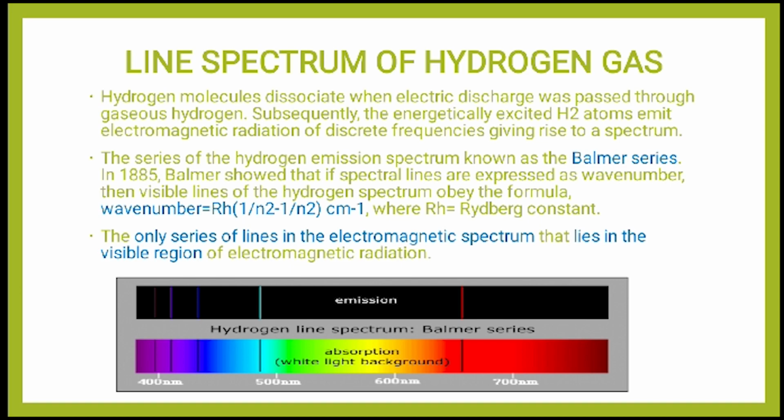In 1885, Balmer showed that if spectral lines are expressed as wave numbers, then the visible lines of the hydrogen spectrum obey the formula: wave number equals R_H times (1 per n1 squared minus 1 per n2 squared), where R_H is the Rydberg constant. The line spectrum of hydrogen gas is the only series of lines in the electromagnetic spectrum that lies in the visible region of electromagnetic radiation. We can see it in this image.